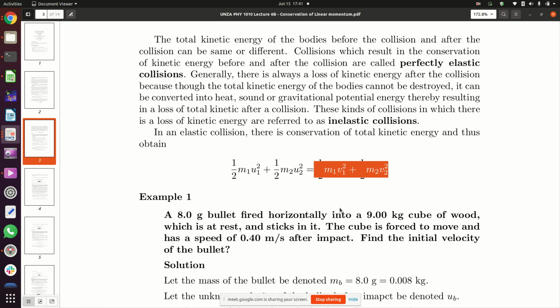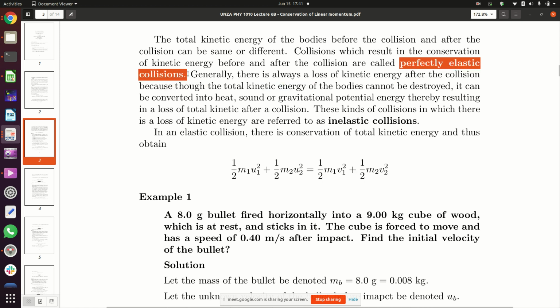Now, if you do this, it turns out that the total kinetic energy just before collision can be equal to the total kinetic energy just after collision. If the total kinetic energy of your objects just before collision is equal to the total kinetic energy just after collision, then what you have is what is referred to as a perfectly elastic collision. Usually that's not the case. It turns out most of the time that after a collision, the total kinetic energy just after collision will be less than the total kinetic energy just before collision.